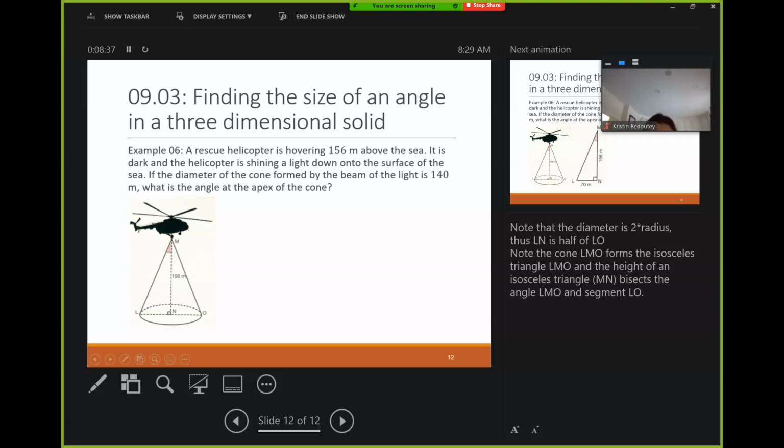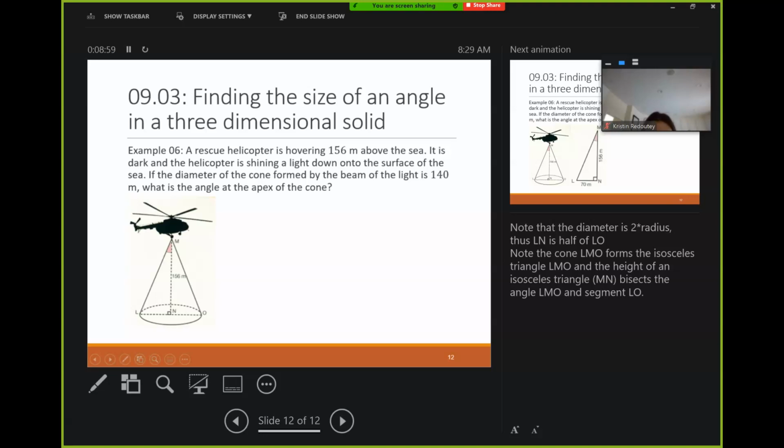Look at this one. A rescue helicopter is hovering 156 meters above the sea. It is dark, and the helicopter is shining a light down onto the surface of the sea. If the diameter of the cone formed by the beam of light is 140 meters, what is the angle at the apex of the cone?